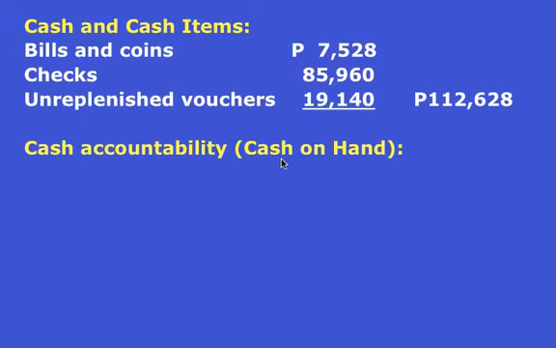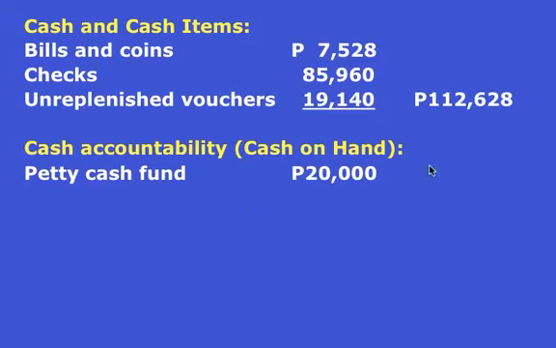Ano ang nature ng petty cash? Cash on hand. At magkano yung petty cash fund? 20,000. So, one of the items, okay, petty cash. Dapat, okay, dahil may petty cash na 20, pag nag-inspect tayo ng cash, in-expect natin makita yung 20. Either in bills and coins or in the form of what? Vouchers.